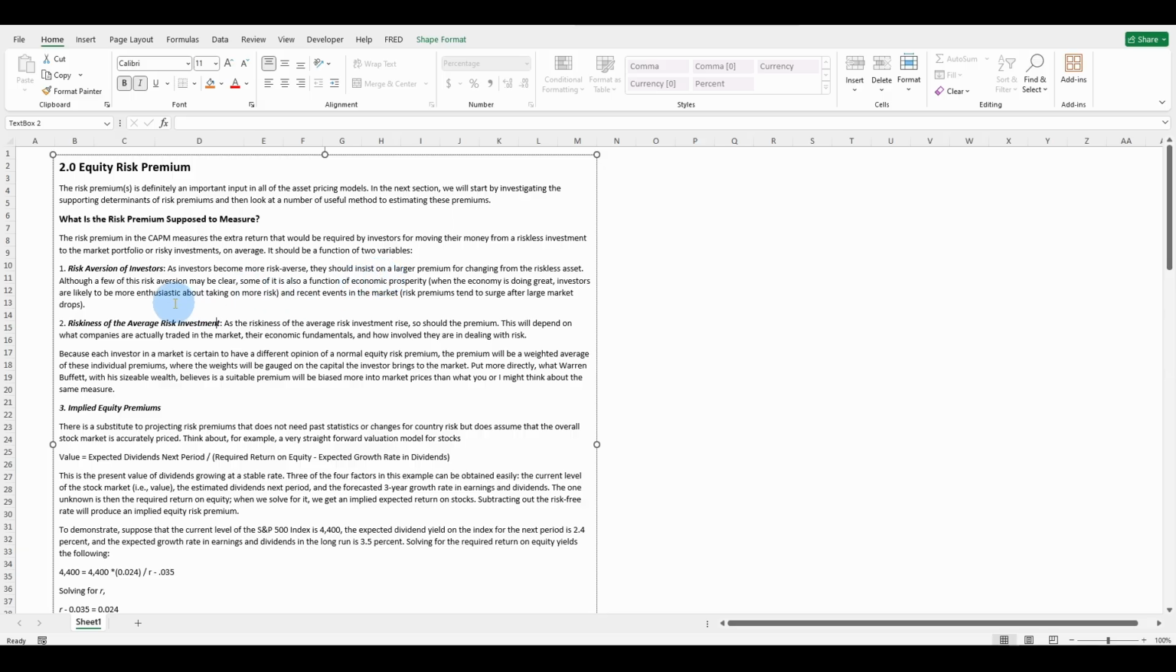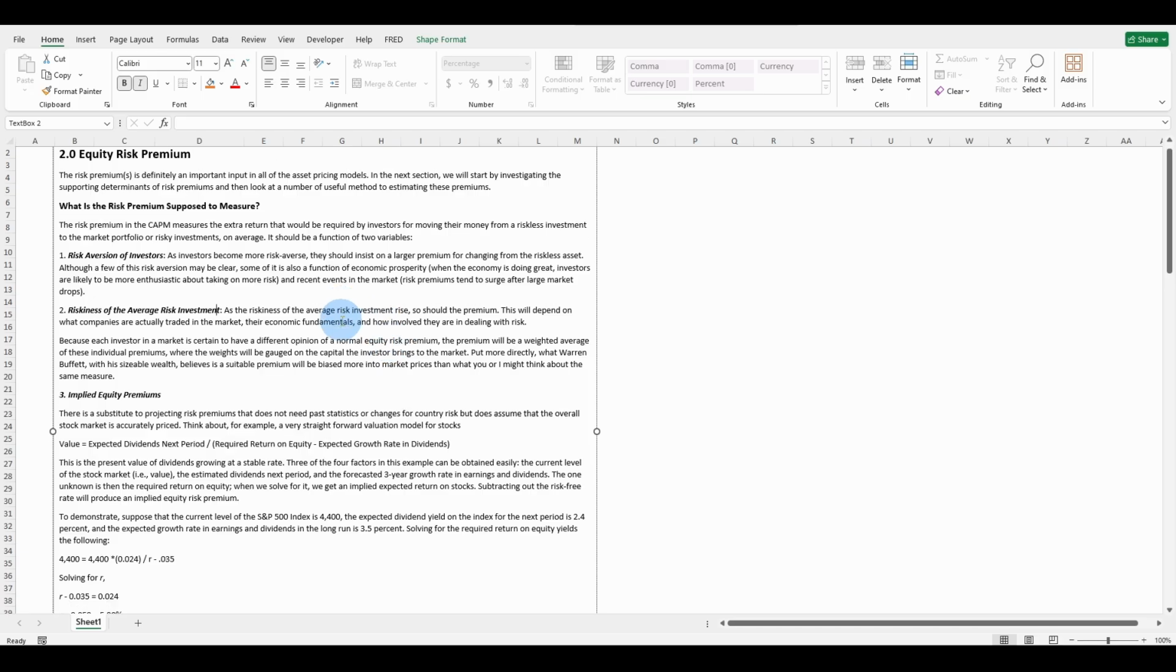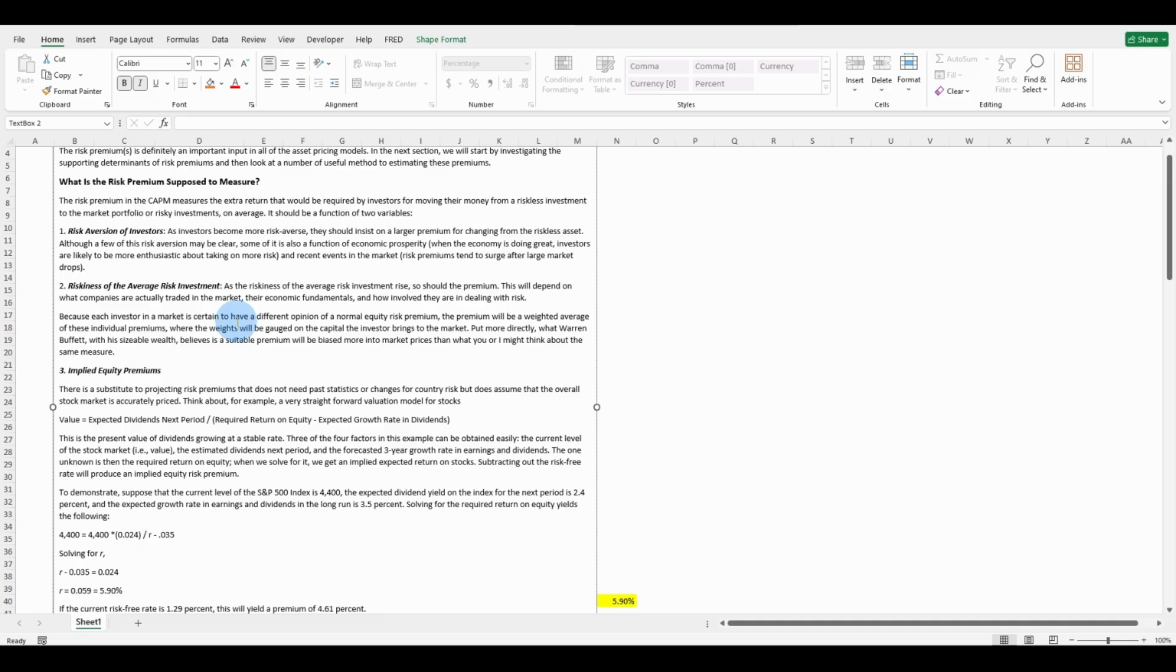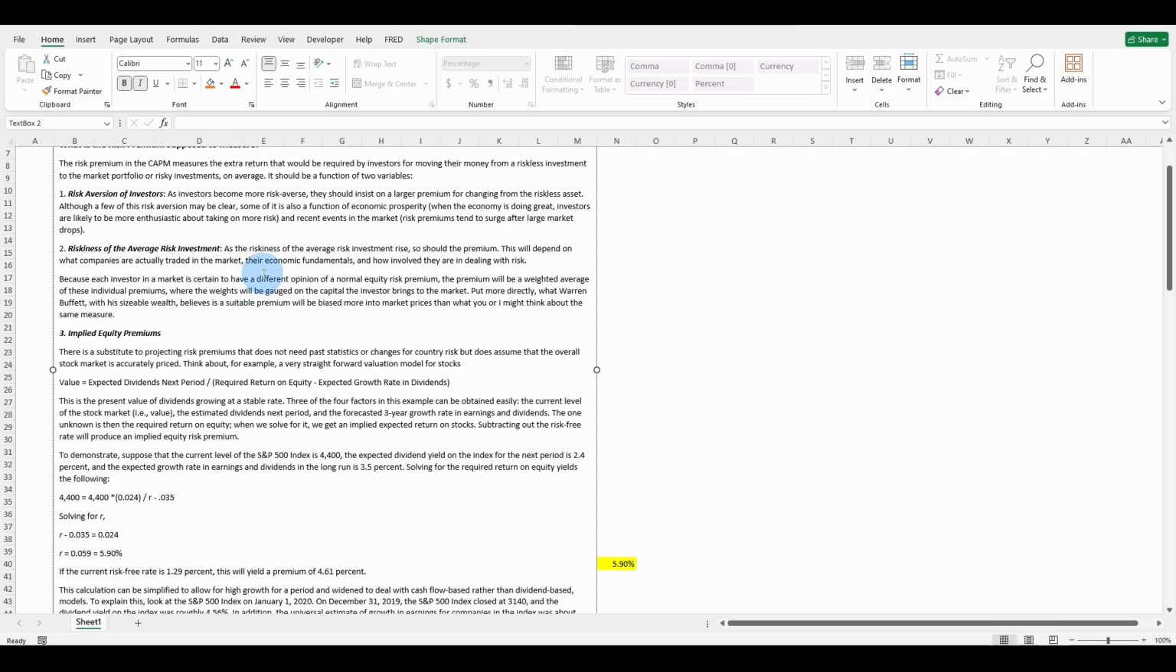Although a few of the risk aversions may be clear, some of it is also a function of economic prosperity. When the economy is doing great, investors are likely to be more enthusiastic about taking on more risk, and recent events in the market matter: risk premiums tend to surge after large market drops. The second variable is the riskiness of the average risk investment. As the riskiness of the average risk investment rises, so should the premium.